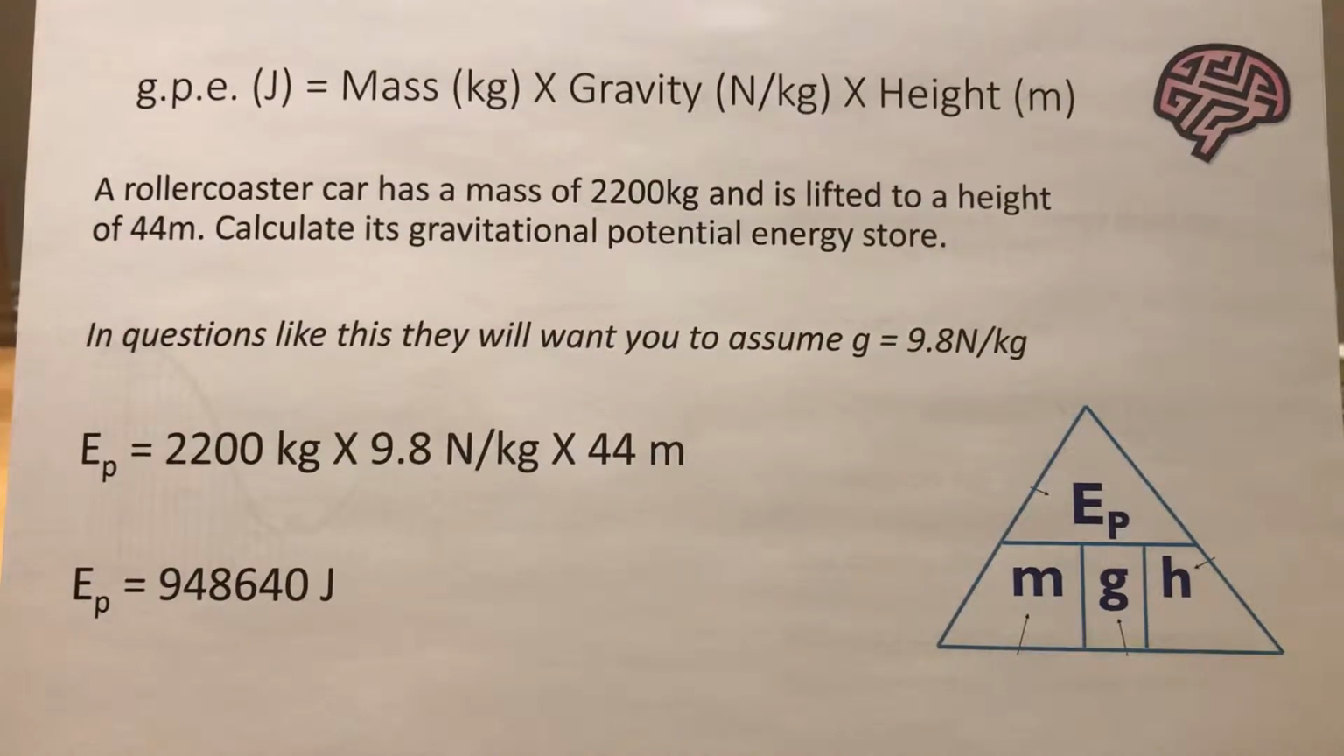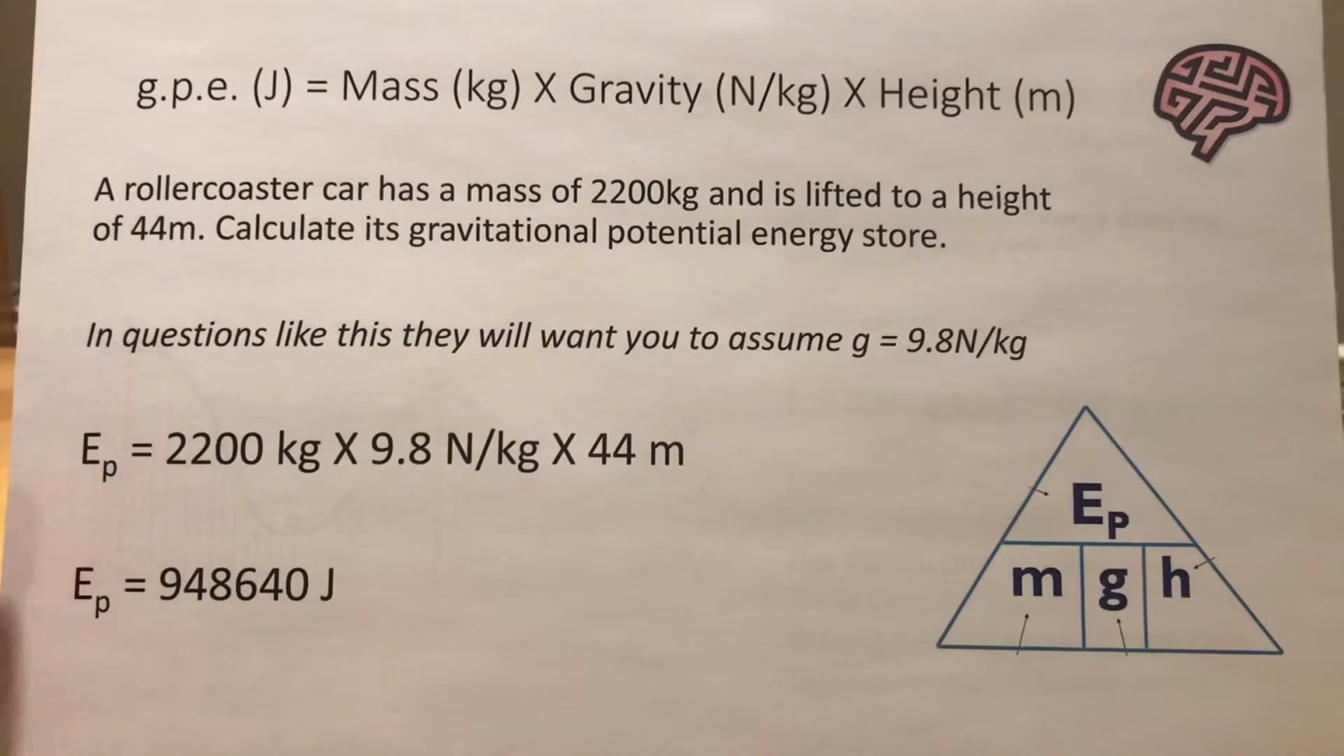So we're told in the question, a roller coaster car has a mass of 1,200 kilograms and is lifted to a height of 44 meters. Calculate its gravitational potential energy store. Now there's 4 pieces of information in the equation, and we've only been told 2 pieces of information. In questions like this, they will want you to assume that gravity is 9.8 newtons per kilogram. So you're going to have to recall that one from memory so that you've got 3 pieces of information to be able to calculate that gravitational potential energy.